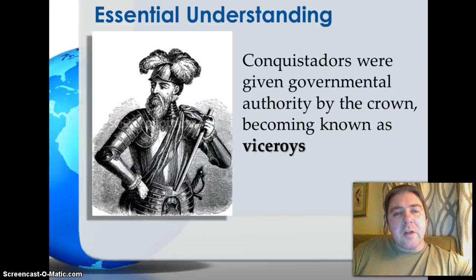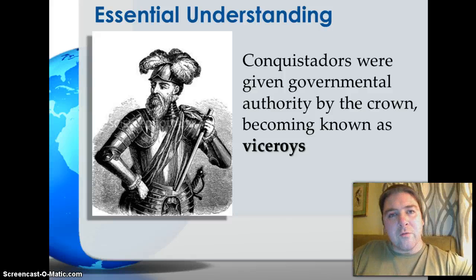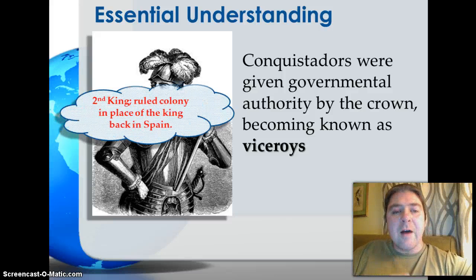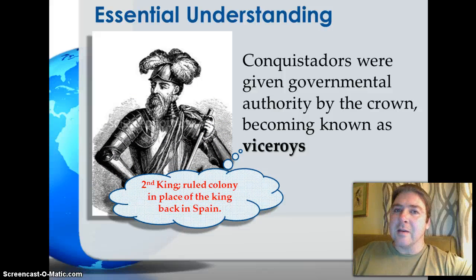Okay, some additional essential understanding was that the people who conquered these lands in the Americas, the conquistadors, as part of their reward for conquering these lands, were often given governmental authority by the Spanish and the Portuguese king or queen. And these titles were known as viceroys. Okay, and a viceroy was really a second king. The king was back in Spain or Portugal. Ruling in their place here in the Americas was the viceroy.